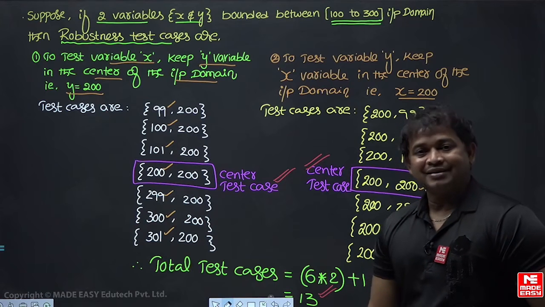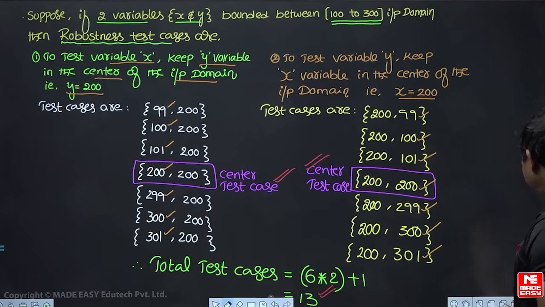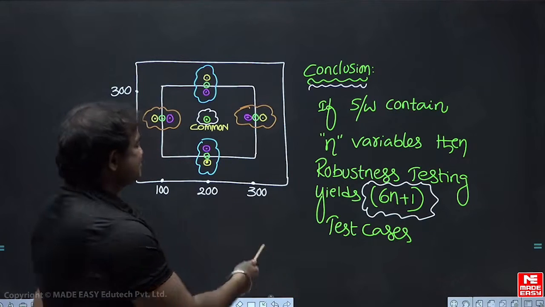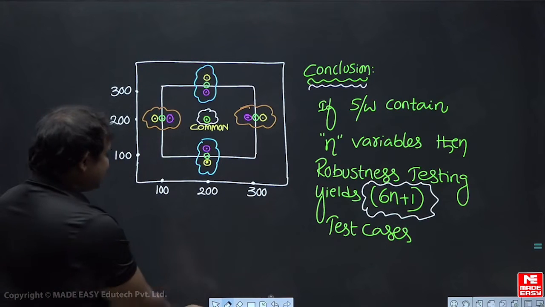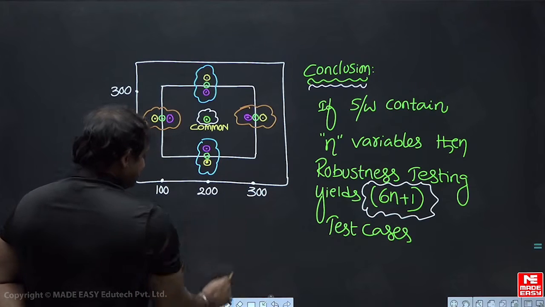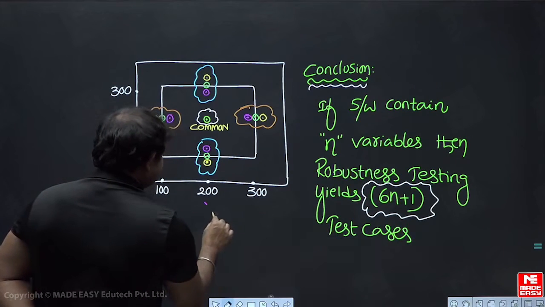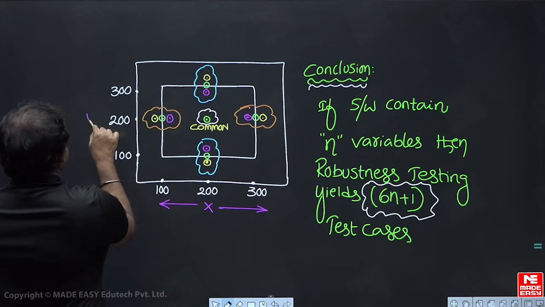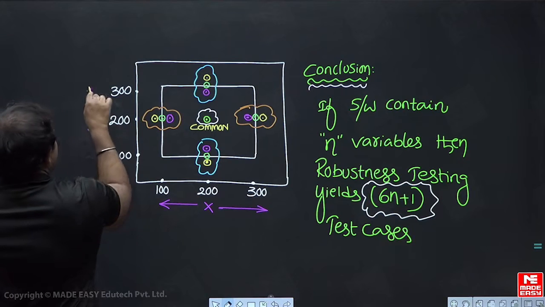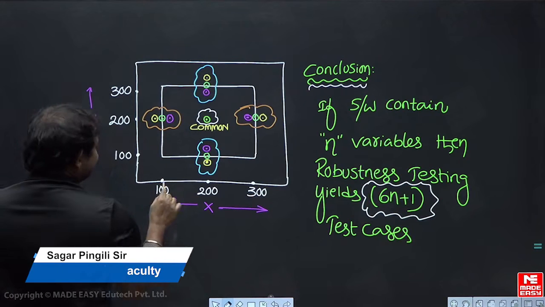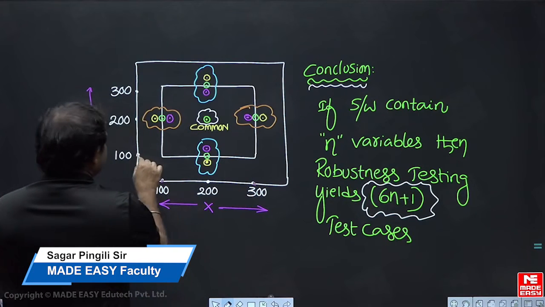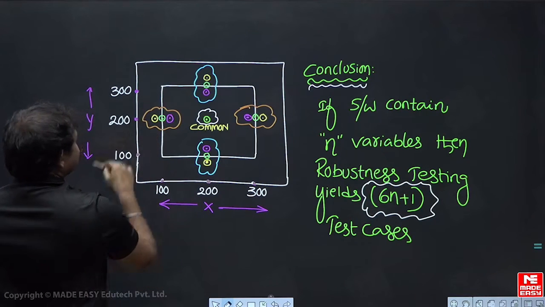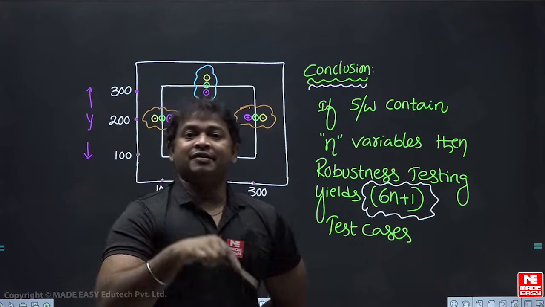Okay students, now let us see the same thing diagrammatically. This is the diagrammatical analysis. Here it is clear, right? 100 to 300, this is the x variable. Now this is the y variable. Each variable is accessing the inputs, so the input domain is 100 to 300. Now the center is 200. We keep a variable at the center when we want to test another variable.